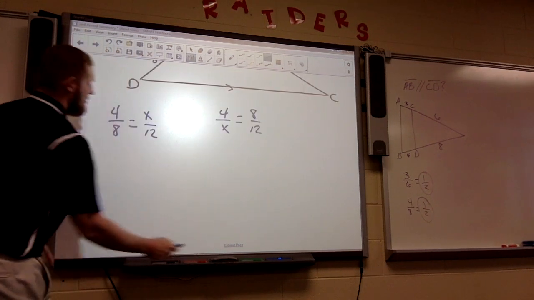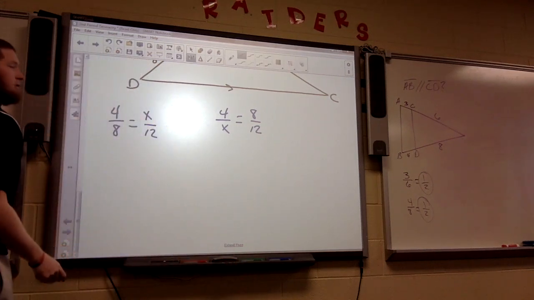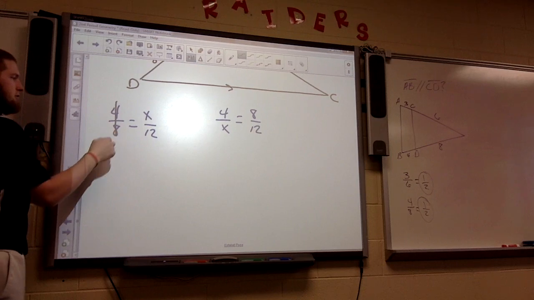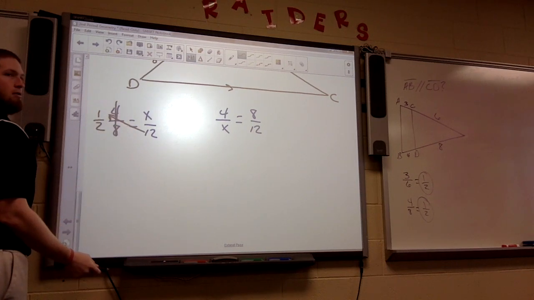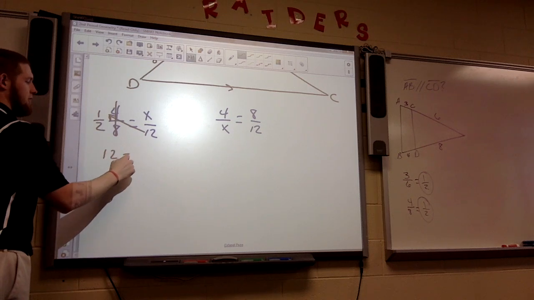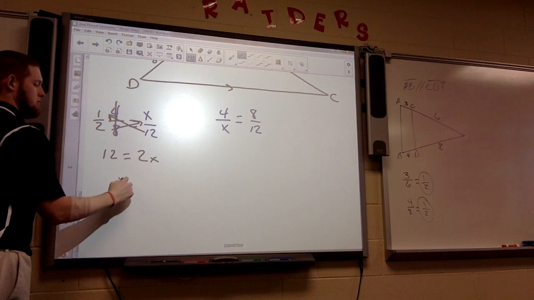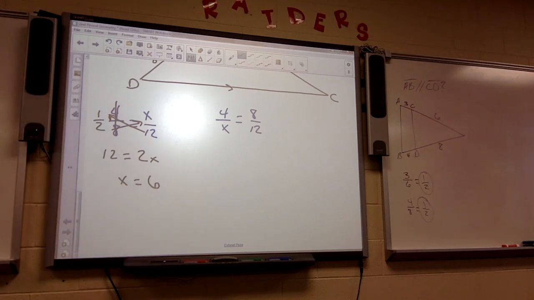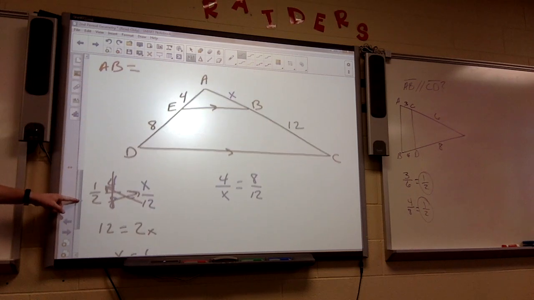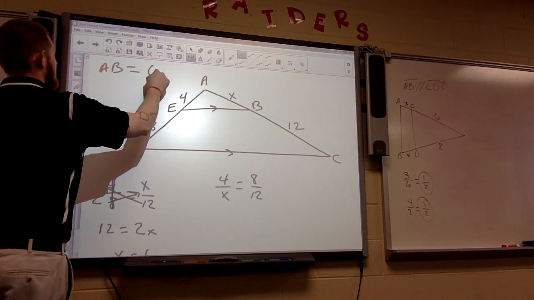Okay, so let's go ahead and solve MJ's way. Can I do something before I start solving? Reduce. What's 4 over 8 reduced to? 1/2. So when I cross multiply, I get 12 over 2. 12 equals 2x. X equals 6. Good. Okay, would I have got the same on the other one? Okay, so what is my answer here for AB equals blank? 6.